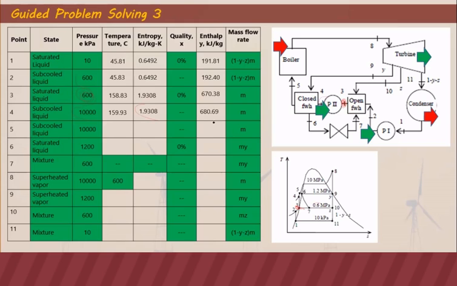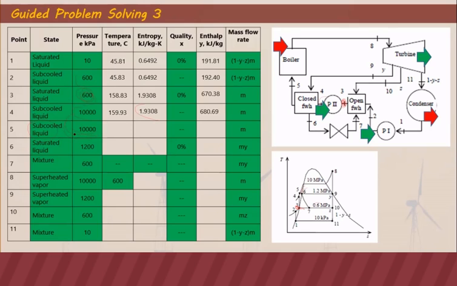For point 5, we know that that is a subcooled liquid, as you can see here in the diagram. But we only know that the pressure is the same as 4 and the same as 8, because again 4, 5, and 8 are just the same line and there's no pumping here. And 4 doesn't mix with 9, that's why it remains at a pressure of 10 megapascal. So the pressure at point 5 is 10,000 kilopascal. But we do not know other quantities yet, so we cannot solve 5 yet.